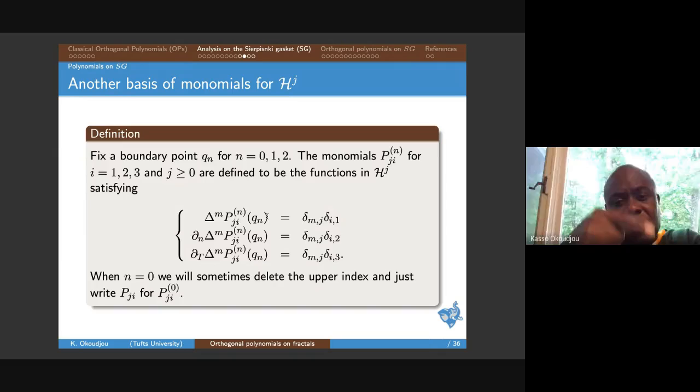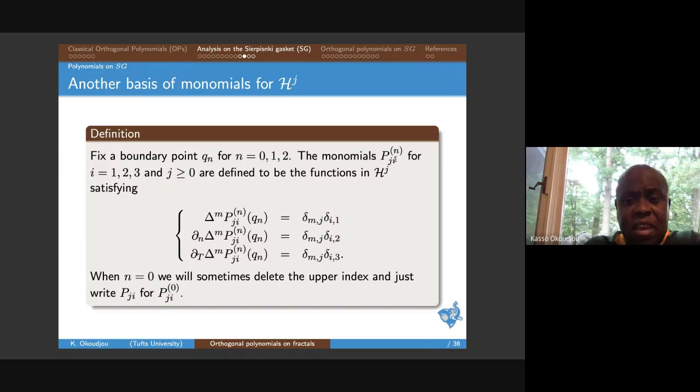That's why I'm going to have three different parameters to denote this monomial. The n will be the vertex with respect to which I'm evaluating it. The j will be the degree of the polynomial. And the i will be the kind of polynomial that I'm looking at. So here I'm going to think about some of them being symmetric, and some of them being anti-symmetric.